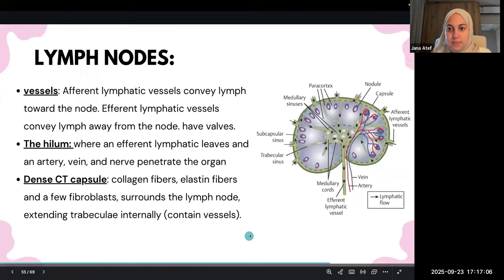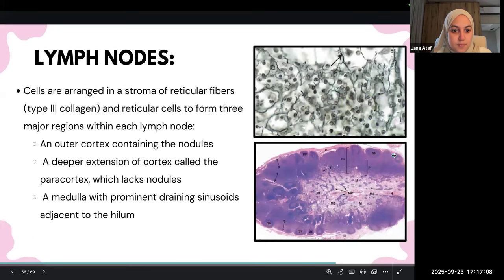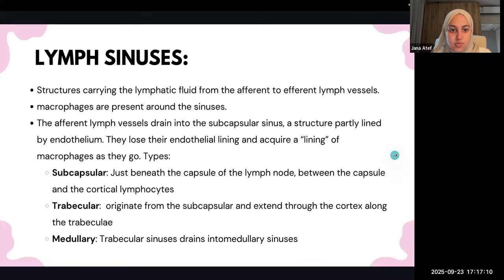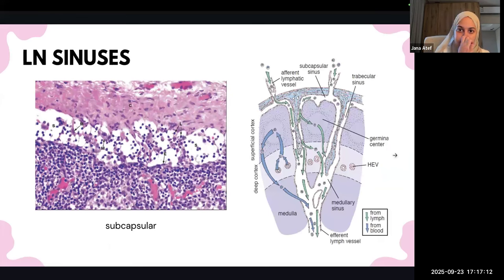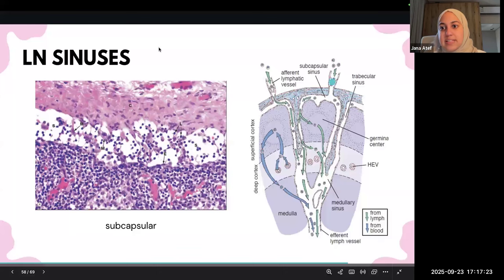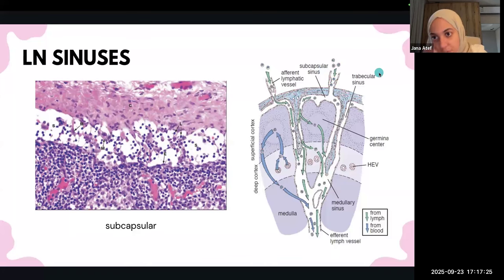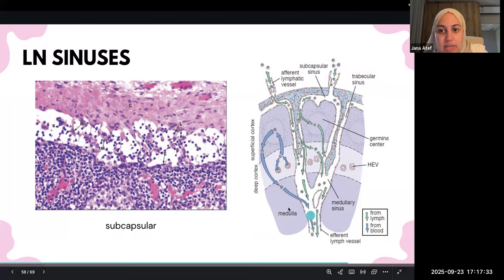I think it was in a slide. Yeah, right here. This is a very clear picture. You have the afferent vessel, and the afferent vessel goes in. Basically, let's explain this entire diagram. This is a trabecular sinus. This is the lymph vessel itself. This is where it's leaving. So again, we have the cortex, paracortex, and medulla.